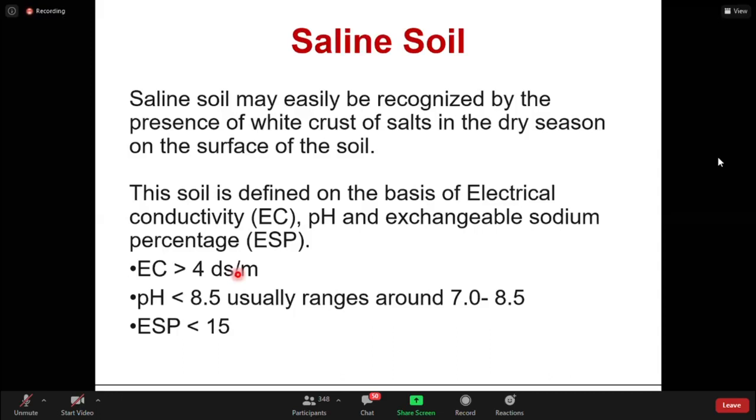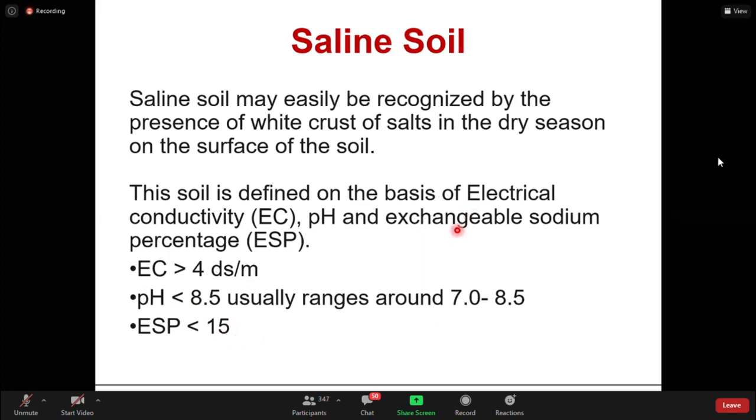And for pH, it is 8.2. pH should be less than 8.2, and ESP less than 15. ESP, what is ESP? Exchangeable sodium percentage. What is exchangeable sodium percentage?